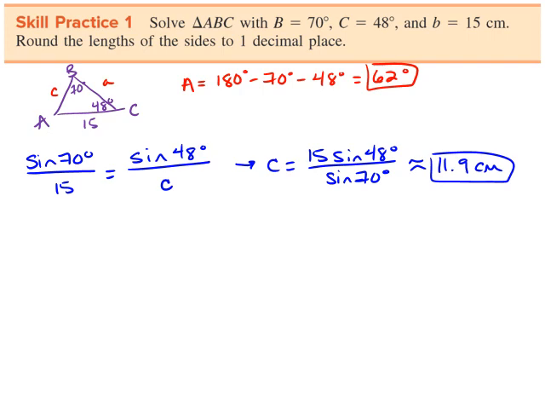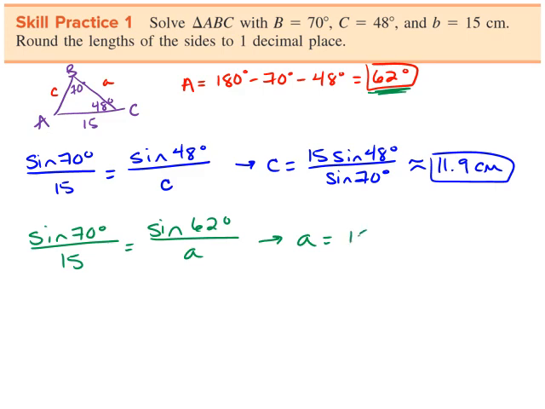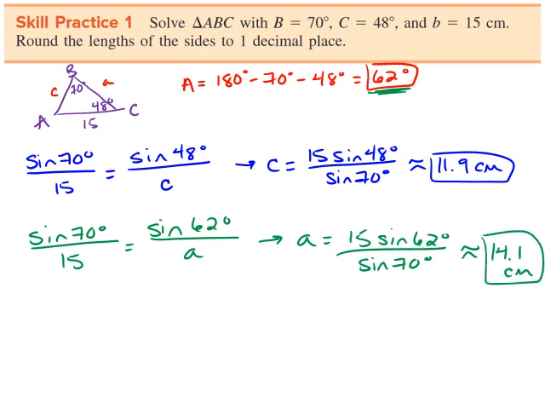The only other thing I need to find is side A, and I will have to use the information that I found for angle A. So I'm still going to use this given information involving B, but then I'm going to have sine of angle A, which is 62 degrees over A. When I cross multiply, A is equal to 15 sine of 62 degrees over sine of 70 degrees. And A is approximately 14.1 centimeters. There you have it.